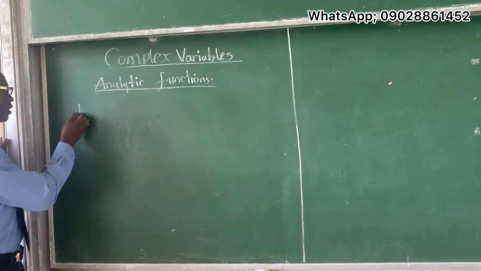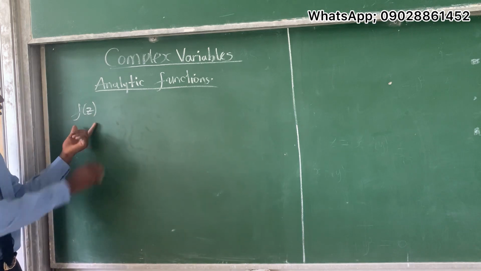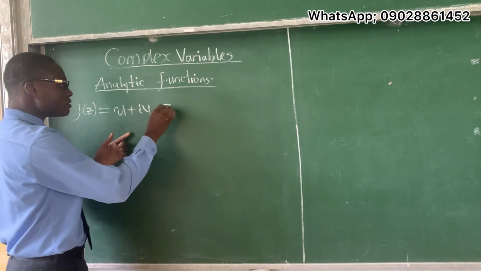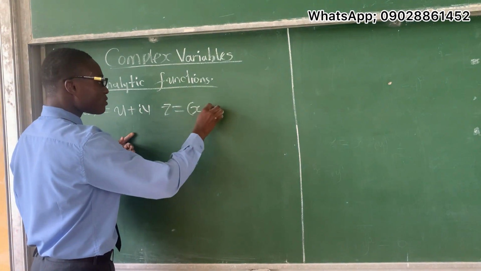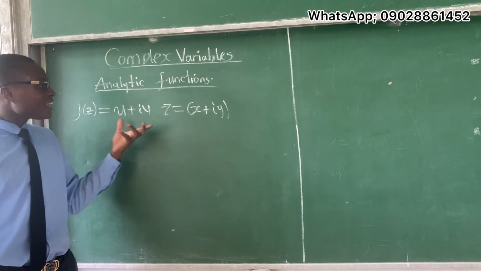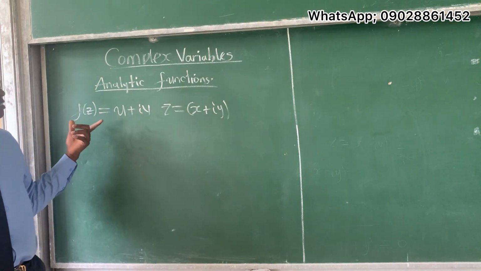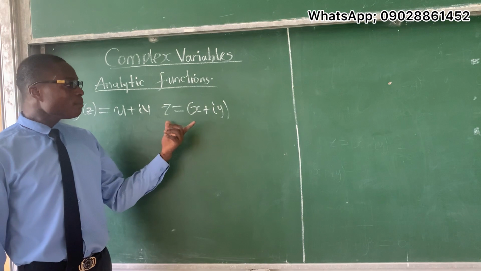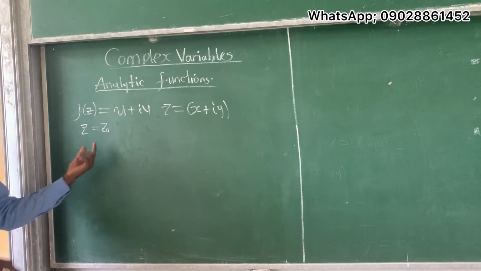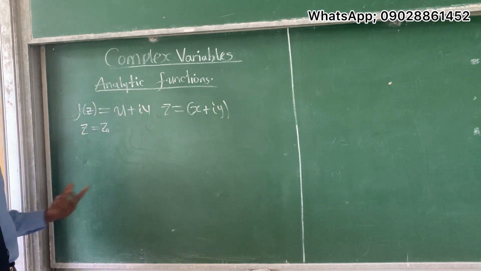Suppose we have a function f of z. This function f of z, which is equal to u plus iv, where z is equal to x plus iy. This function of complex variable is analytic if it is defined, and also if its derivative exists at any point z equal to z naught. Don't forget, z naught here is a point. It can be 4, it can be 5, it can be any constant.